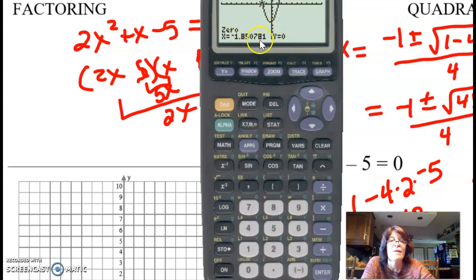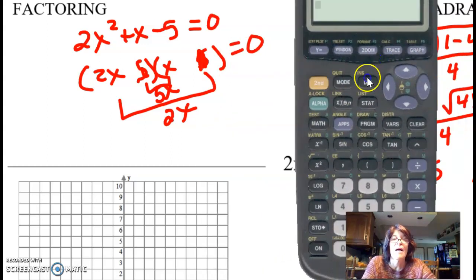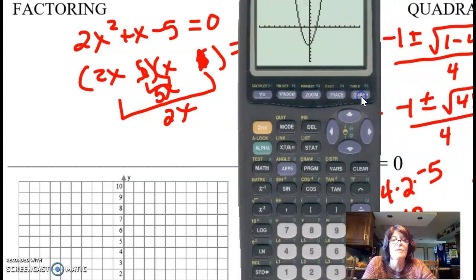The zero is -1.85. Well, that's what we got. Y is -1.850781. Okay, fine. So we go back, that's what we got, right? -1.850781, but it stops there. Okay, anyway. Where was my graph again? I do want to see that.